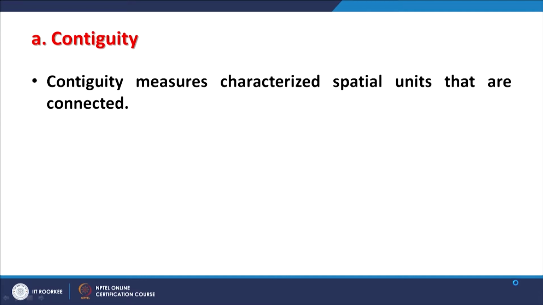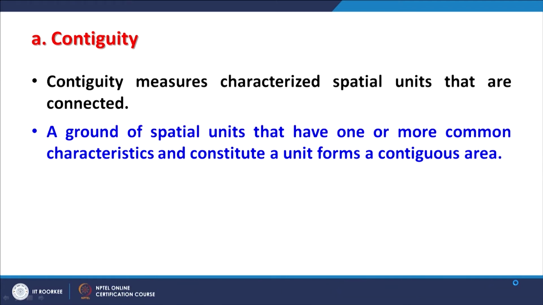So, let us start with the first, contiguity. Contiguity basically measures and characterizes spatial units that are connected. Because it is overall a connectivity function, things have to be connected, and only then can such measurements or estimations be performed. A group of spatial units, which may be point, line or polygon, that have one or more common characteristics.